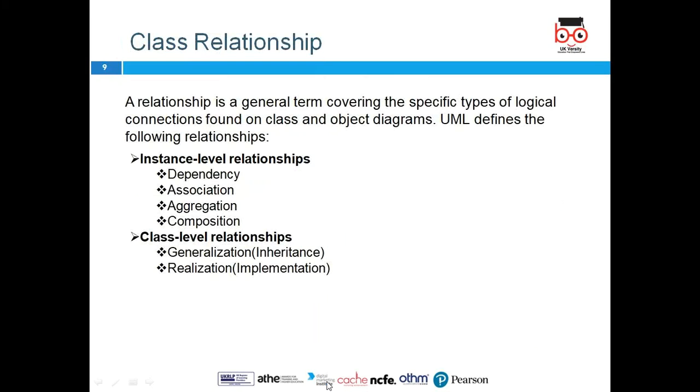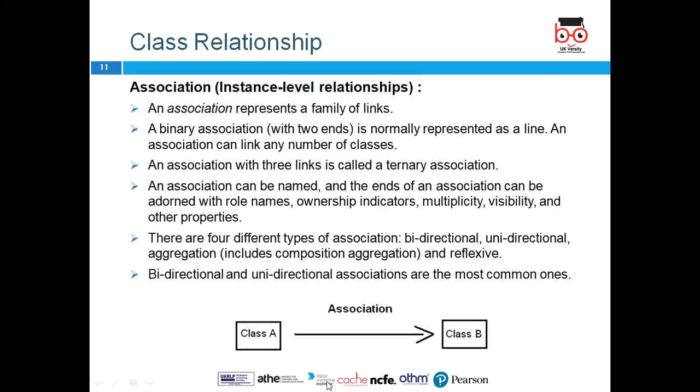So what we discussed in total was the instance level relationships. Dependency, association, aggregation, and composition would lie on the objects, and generalization and realization would be done at the abstraction levels.